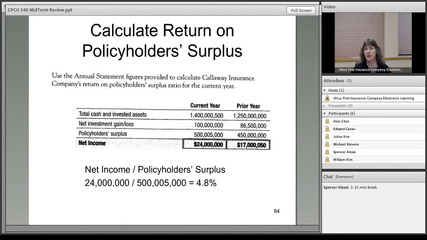I think we're getting to the end here. But here is just a sample calculation that we went over in class. If we want to see the return on policyholder surplus, so that is my return on policyholder income, surplus, I mean.